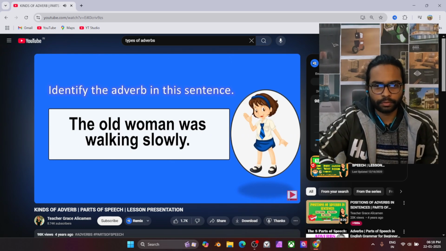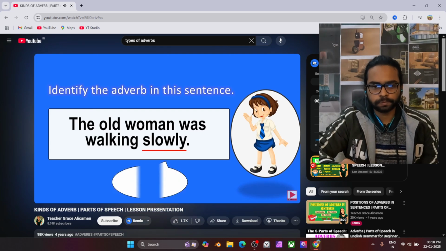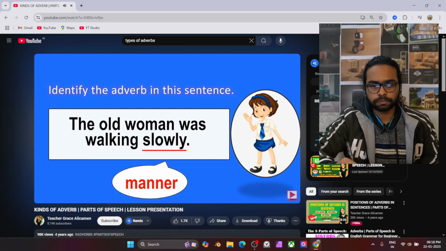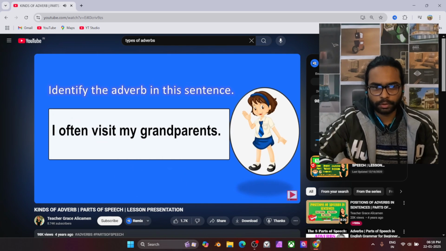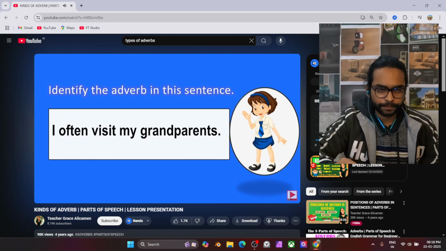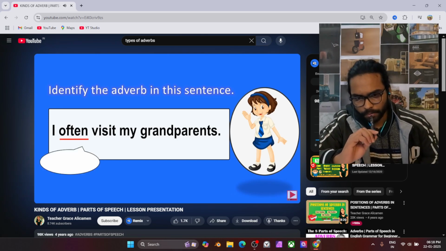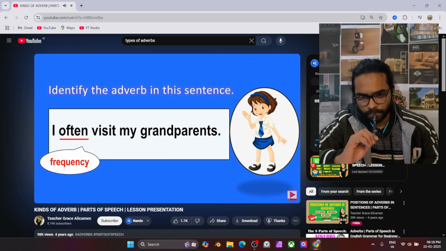The old woman was walking slowly. Slowly. The adverb is slowly, and it is the adverb of manner. I often visit my grandparents. Often. Adverb of frequency. The adverb is often, and it is an adverb of frequency.